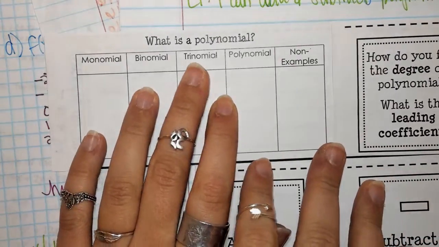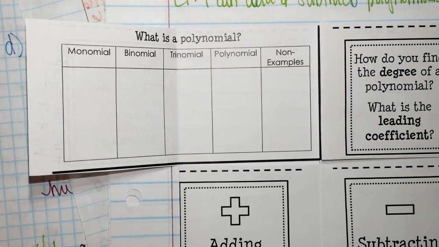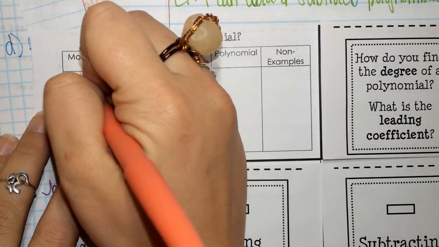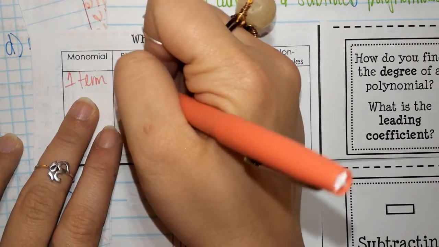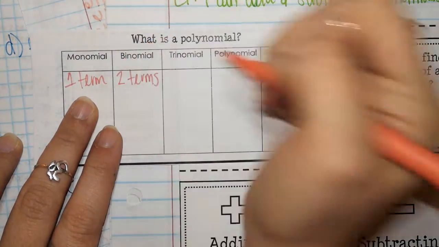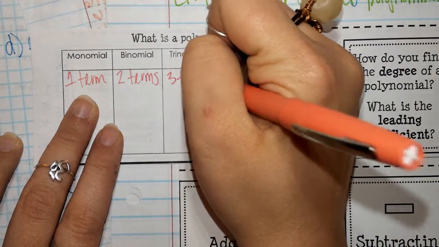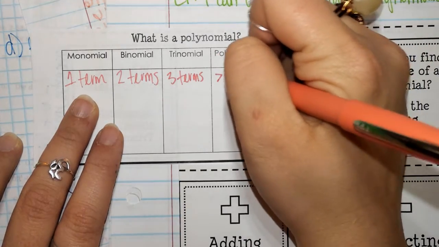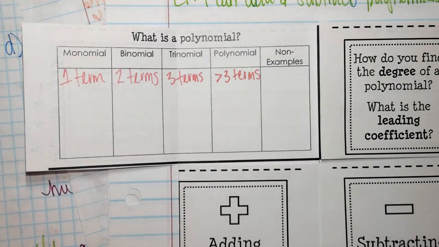Open. So we're going to first write down what the different words mean. A monomial means one term. A binomial means 2 terms. A trinomial means 3 terms, and a polynomial is greater than 3. Then we're going to write some examples of each. Get excited.